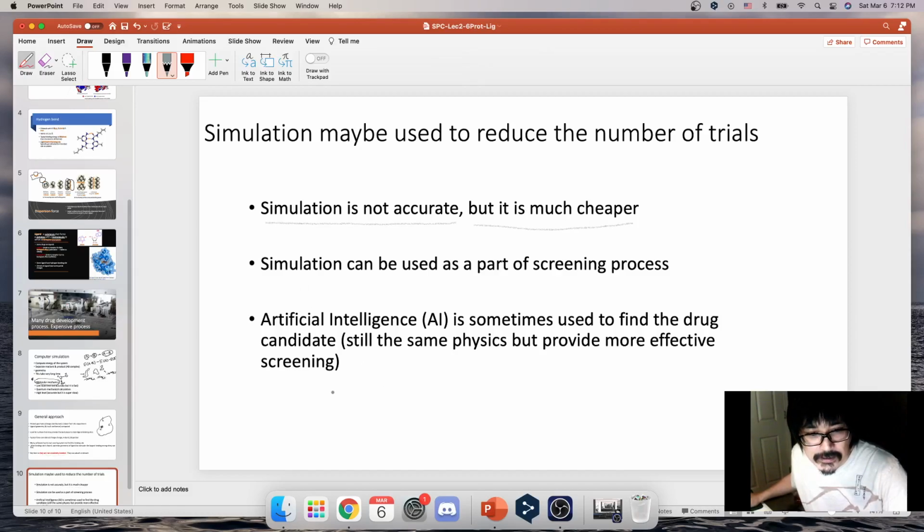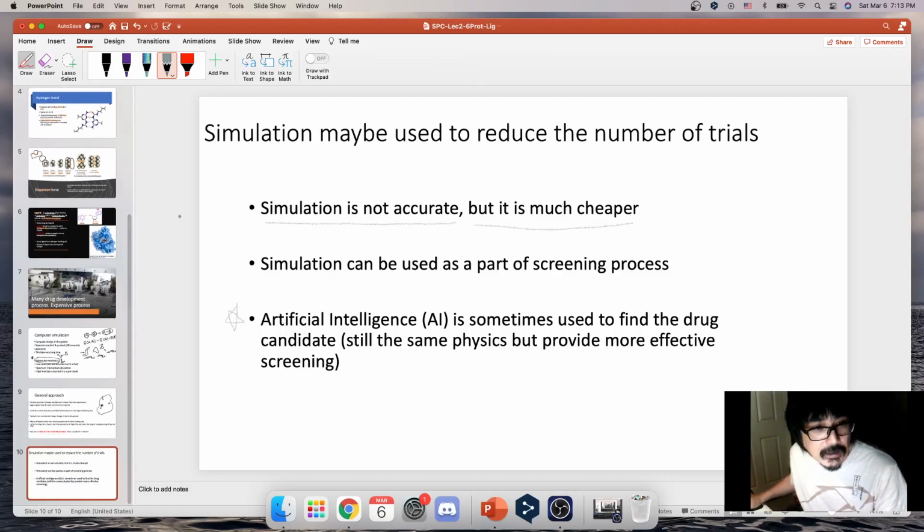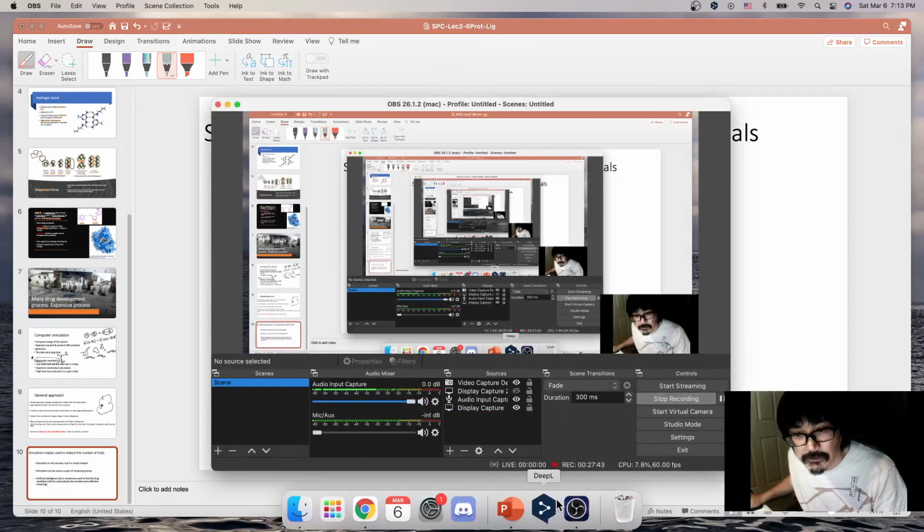And these days, instead of the procedure that I explained, artificial intelligence, AI, is sometimes used to find drug candidates. It's a slightly different process, but they may find a better way of finding the drug candidate. So this type of process is getting slightly more popular these days. I think that's probably good enough for this particular lecture here.